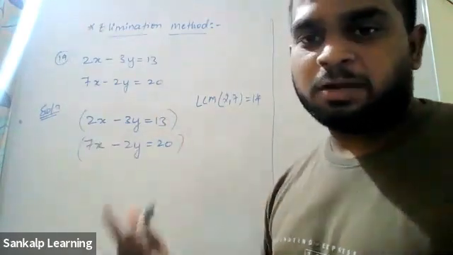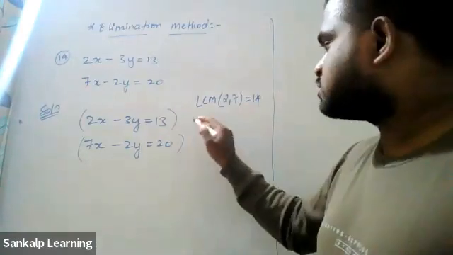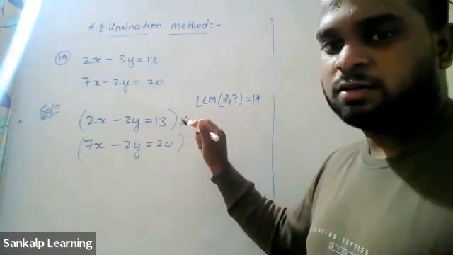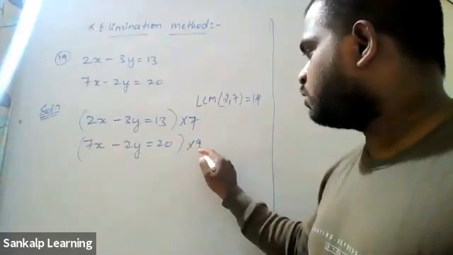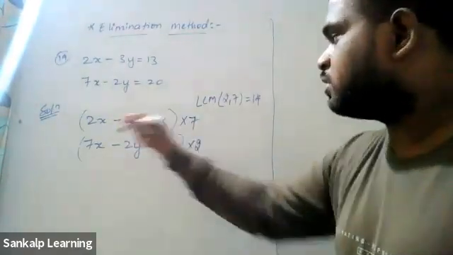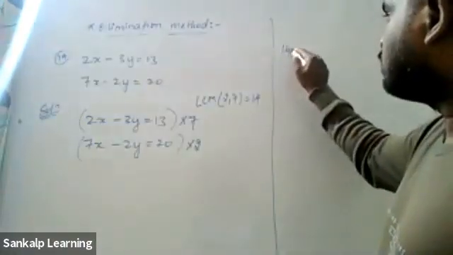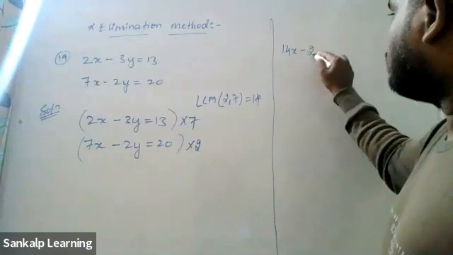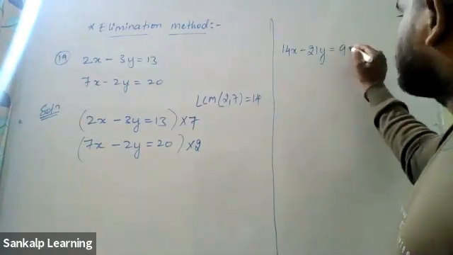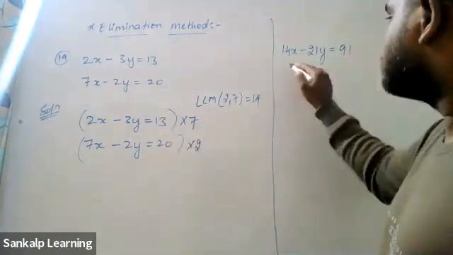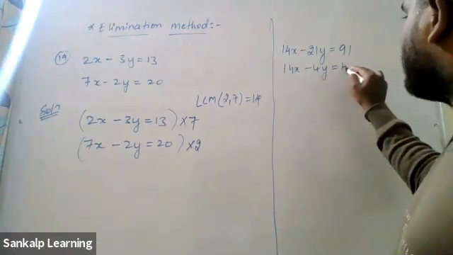To make this 2 into 14, what should you multiply? You should multiply by 7. Sorry, sir, 7. So the first equation throughout by 7, and this one throughout by 2. Okay, let's multiply. I don't have space, so I am doing it this side. 7 2s are 14. 7 3s are 21. What is 13 7s? 2 7s are 14. 2 2s are 4. 2 into 20 is 40.